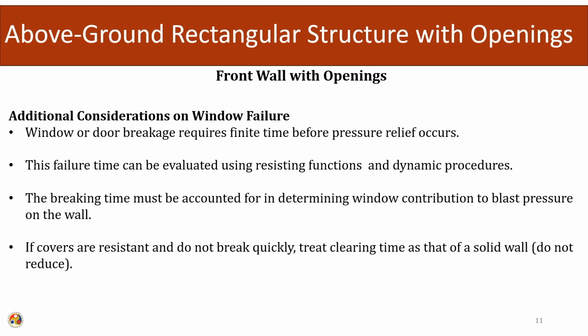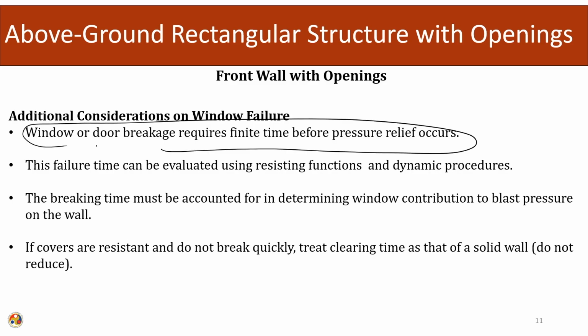So, in addition to the earlier delta n consideration, there are additional considerations on window failure. Window or door breakage requires finite time before pressure relief occurs. It needs some time so that the resisting mechanism of the windows and door is engaged, it is subjected to the loading, and after that subsequently the failure occurs depending upon the material that is there. A ductile or a brittle type of failure will occur.